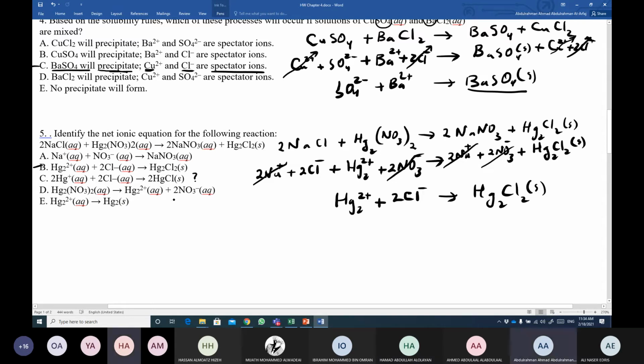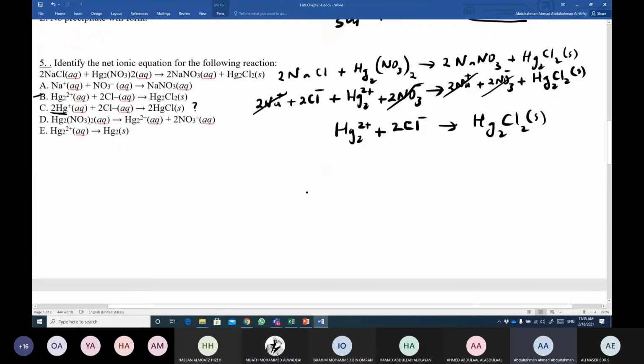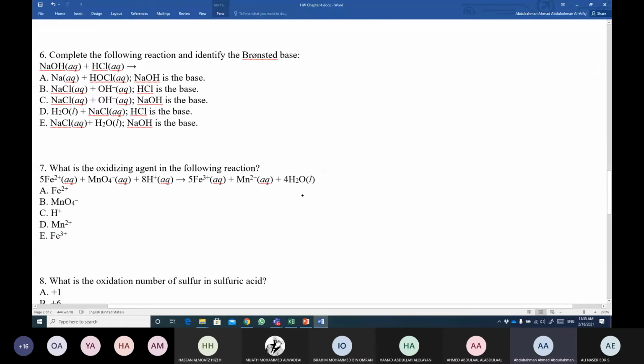Is this correct? No, it's not correct. Why? No, Hg is different. It is mercury two. It's not Hg plus. It's Hg2 2+. Is this clear? Okay, good.